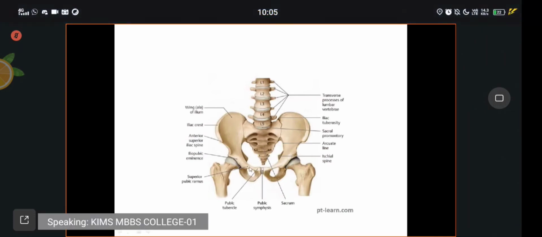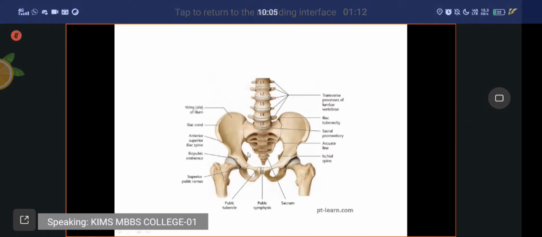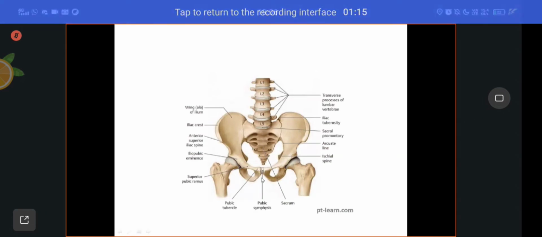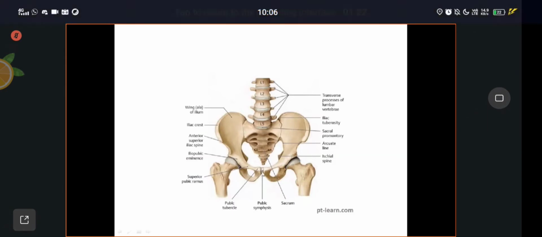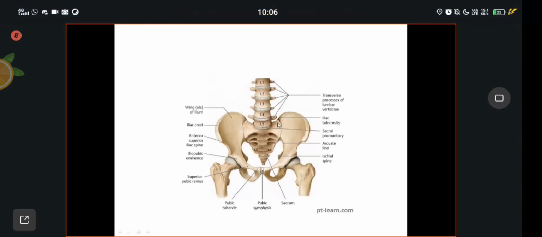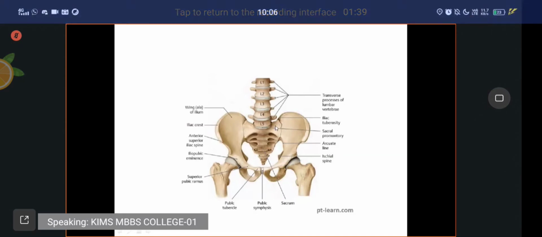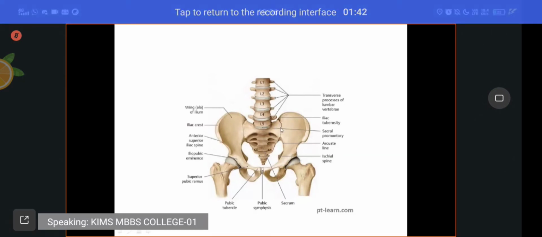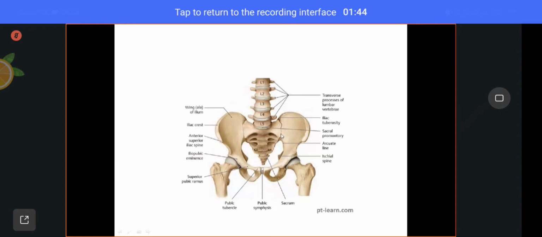Here you can see the two hip bones are joining. What is that called in the center? Pubic symphysis. And what type of joint is this pubic symphysis? It is a secondary cartilaginous joint. Both the hip bones are also joining with the sacrum. What type of joint is it? It is a plain synovial joint.